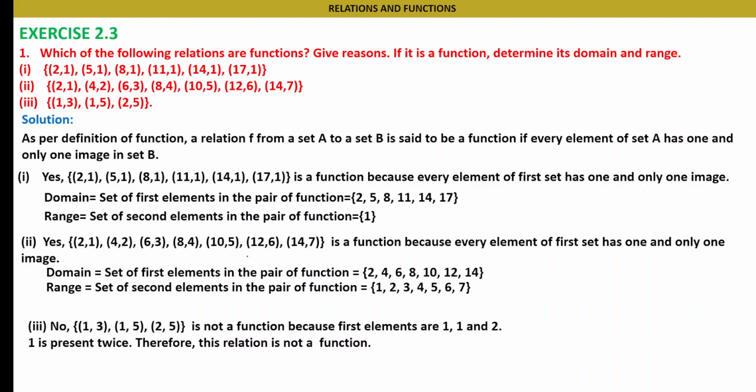Third one is not a function, because here for 1 the value is 3, and another value is 5. So it's not a function because the first elements are 1, 1 and 2, but 1 is present twice here. So 1 has a value of 3, and 1 is also having the value 5. Therefore, this relation is not a function.